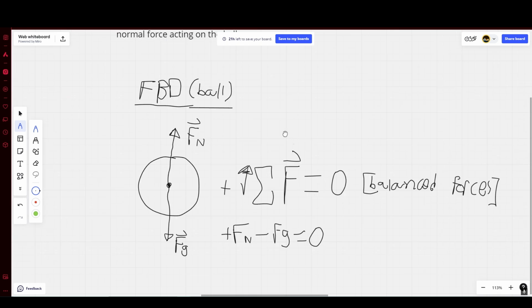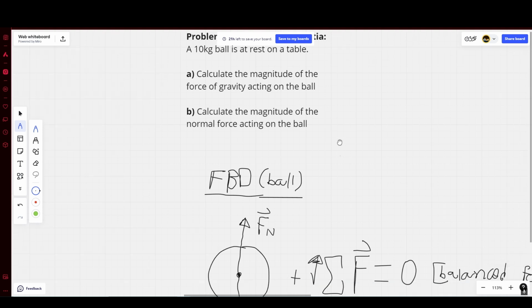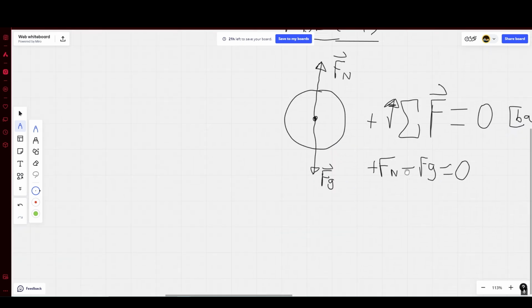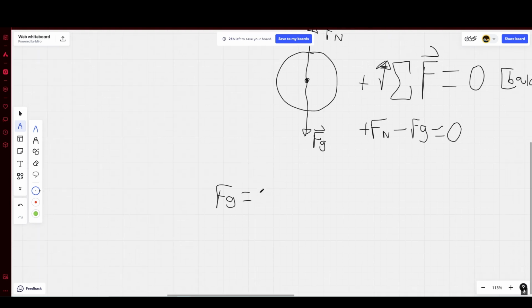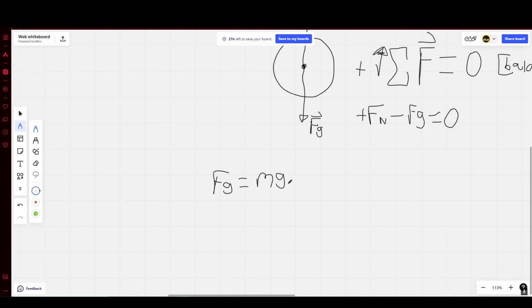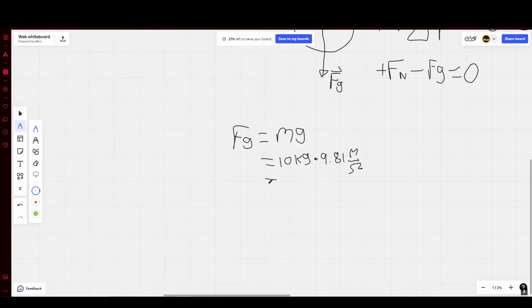Oh, whoops. We skipped a step. First, we were supposed to calculate the magnitude of the force of gravity. Well, let's just expand that over here. So we know that the force of gravity is just equal to the mass of the object multiplied by the acceleration due to gravity. So this is just going to expand to 10 kilograms times 9.81 meters per second squared.